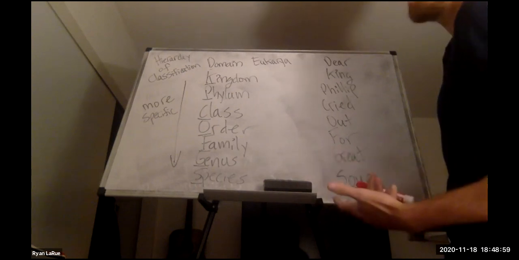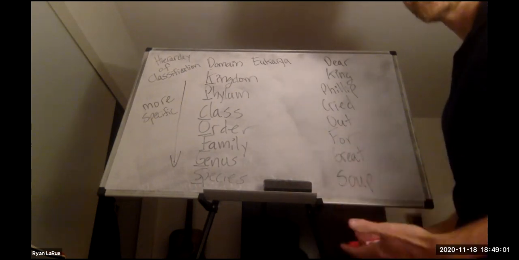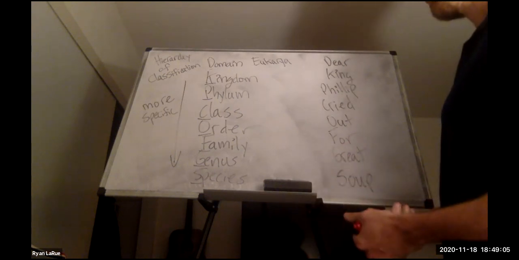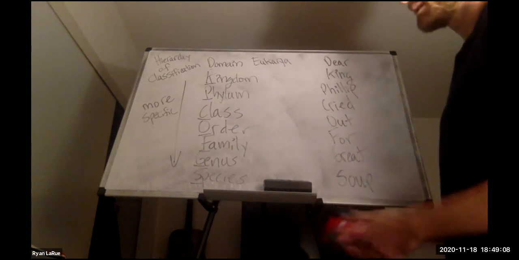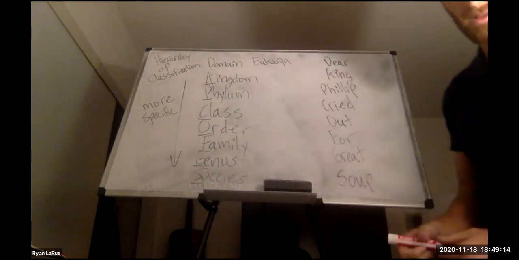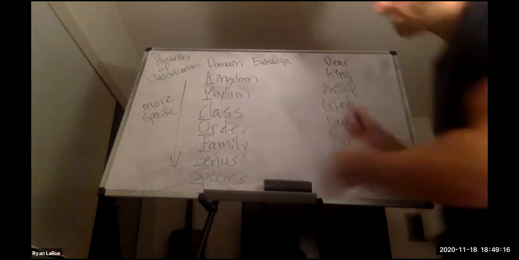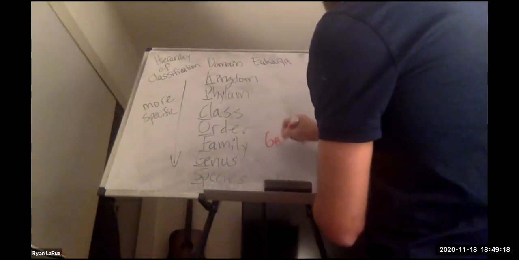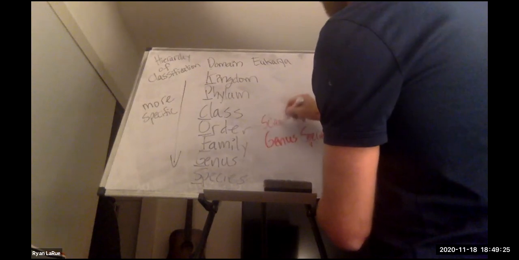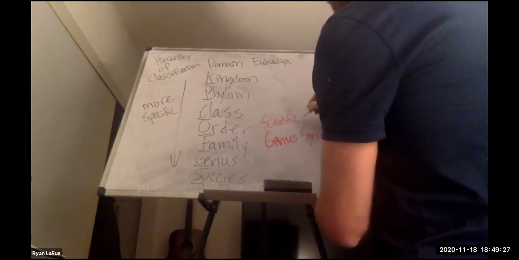So every organism has a scientific name and then a common name. The scientific name for a wolf, as we saw, is Canis lupus. It's kind of like a first name and last name. It's the genus and then the species. So genus, species. This is the scientific name, right? The common name is a wolf, right?